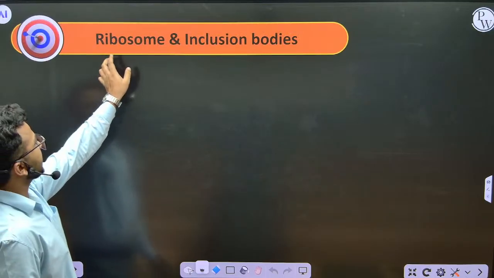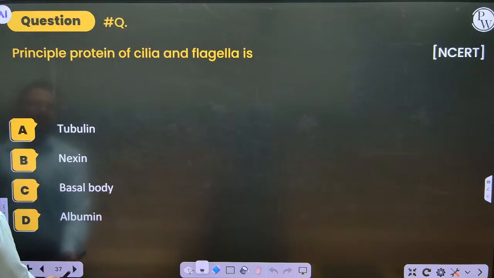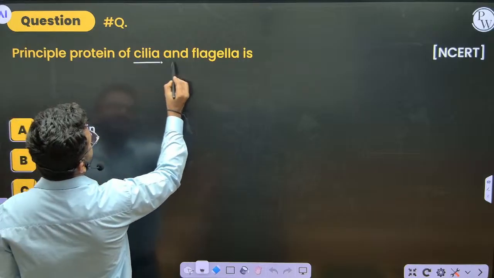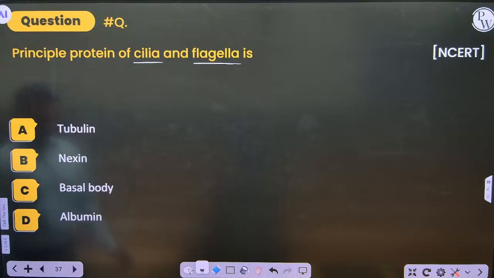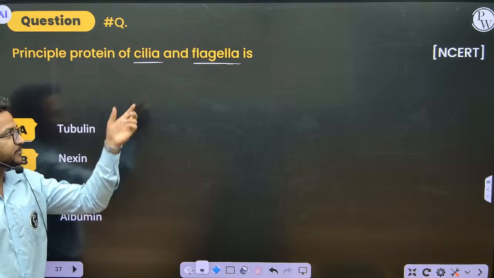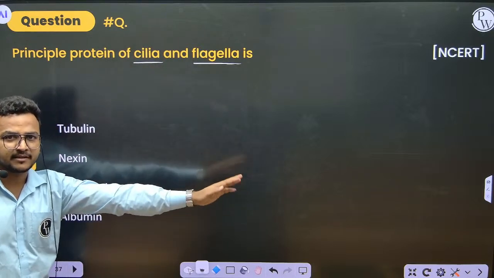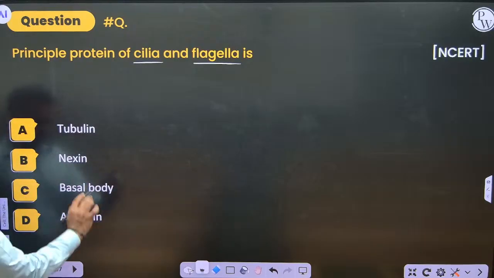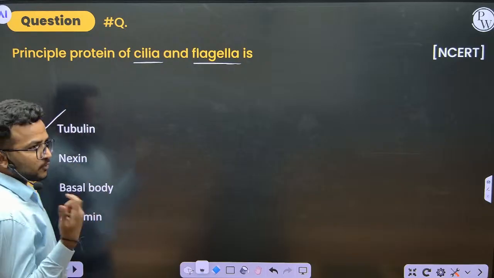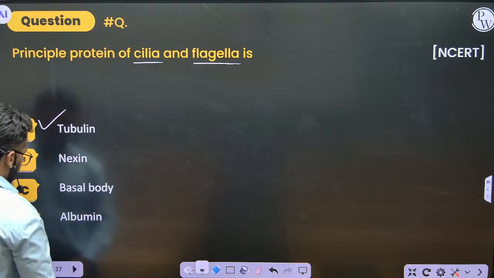Before going to ribosome and inclusion bodies, if we have any questions, we'll discuss here. Okay, principal protein of cilia and flagella is? The in-depth structure of flagella and cilia, we are going to deal with in the next session. But for you, I will give the answer for this one, that is tubulin. Tubulin proteins will be there within that, which help in formation of cilia and flagella.